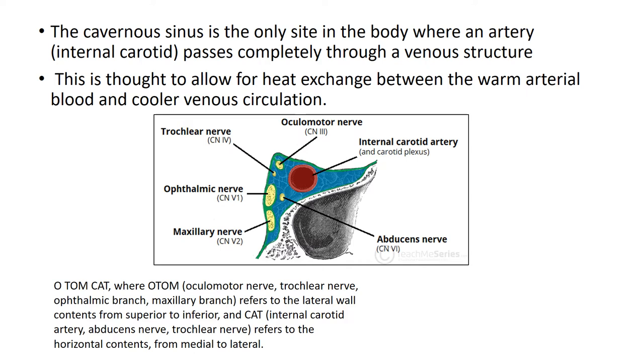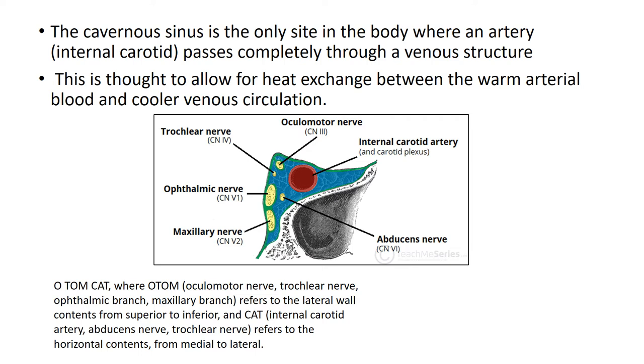The cavernous sinus is the only site in the body where an artery, which is the internal carotid artery, passes completely through a venous structure. So this is thought to allow for heat exchange between the warm arterial blood and the cooler venous circulation.